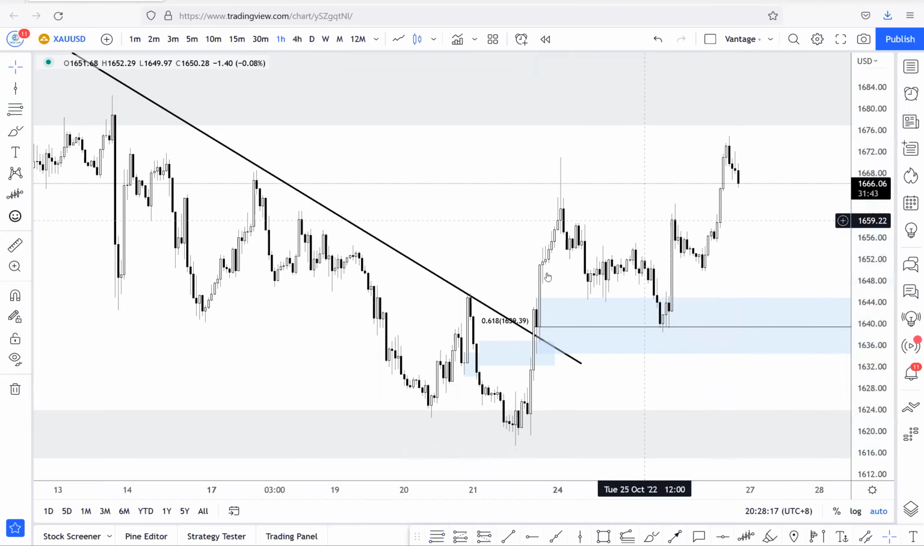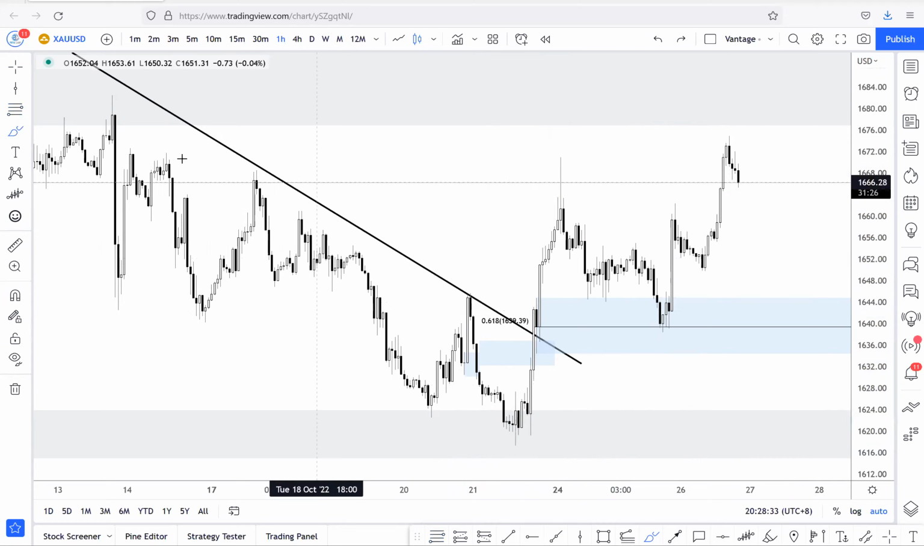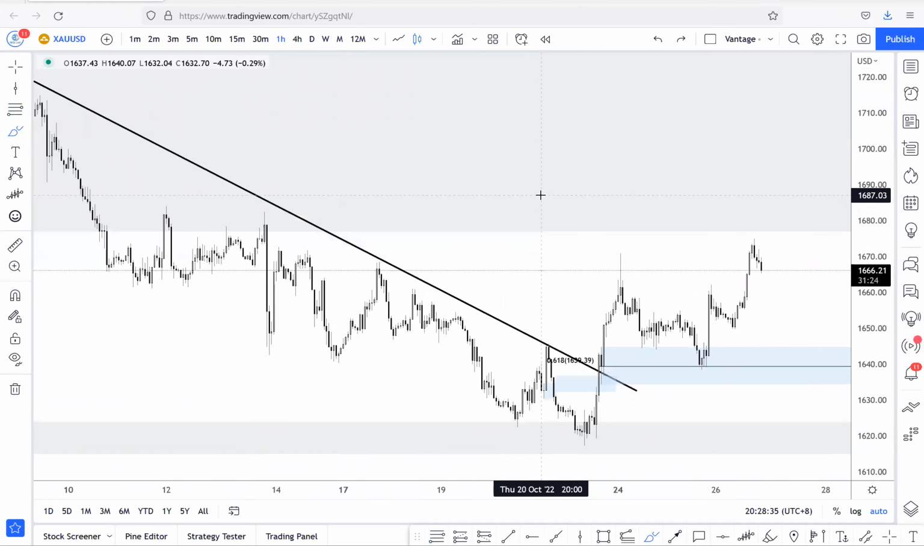You can see that this support area that we've identified is also the swing low where we saw that push down and that push up again. This is also in line with the 61.8 retracement. So this is on gold. And let's take a look at dollar index. We have a view on dollar index.